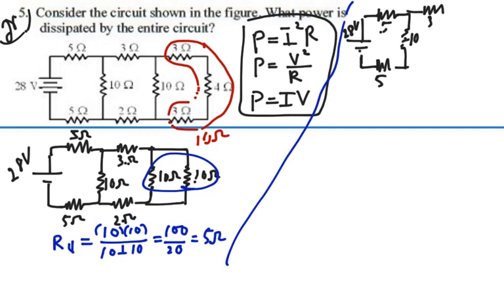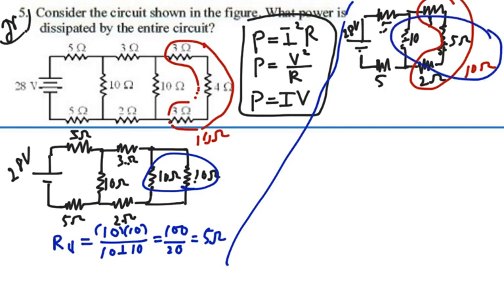And now we replace the parallel combination with 5 ohms and a 2 ohms down here. Now we have another series combination, 3 plus 5 plus 2, which gives us 10 ohms. And then that 10 ohms is going to be in parallel with this 10 ohms in the middle, and we just determined that 10 ohms in parallel is 5 ohms.